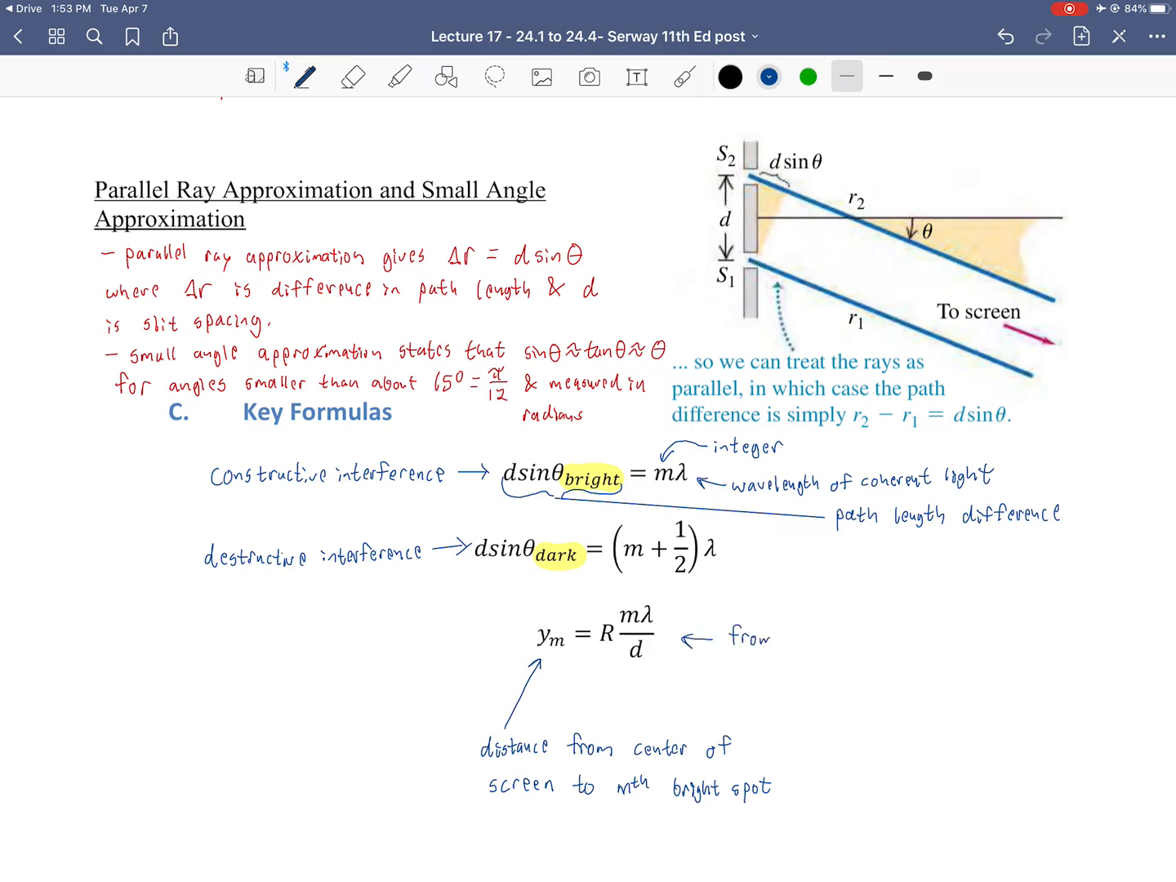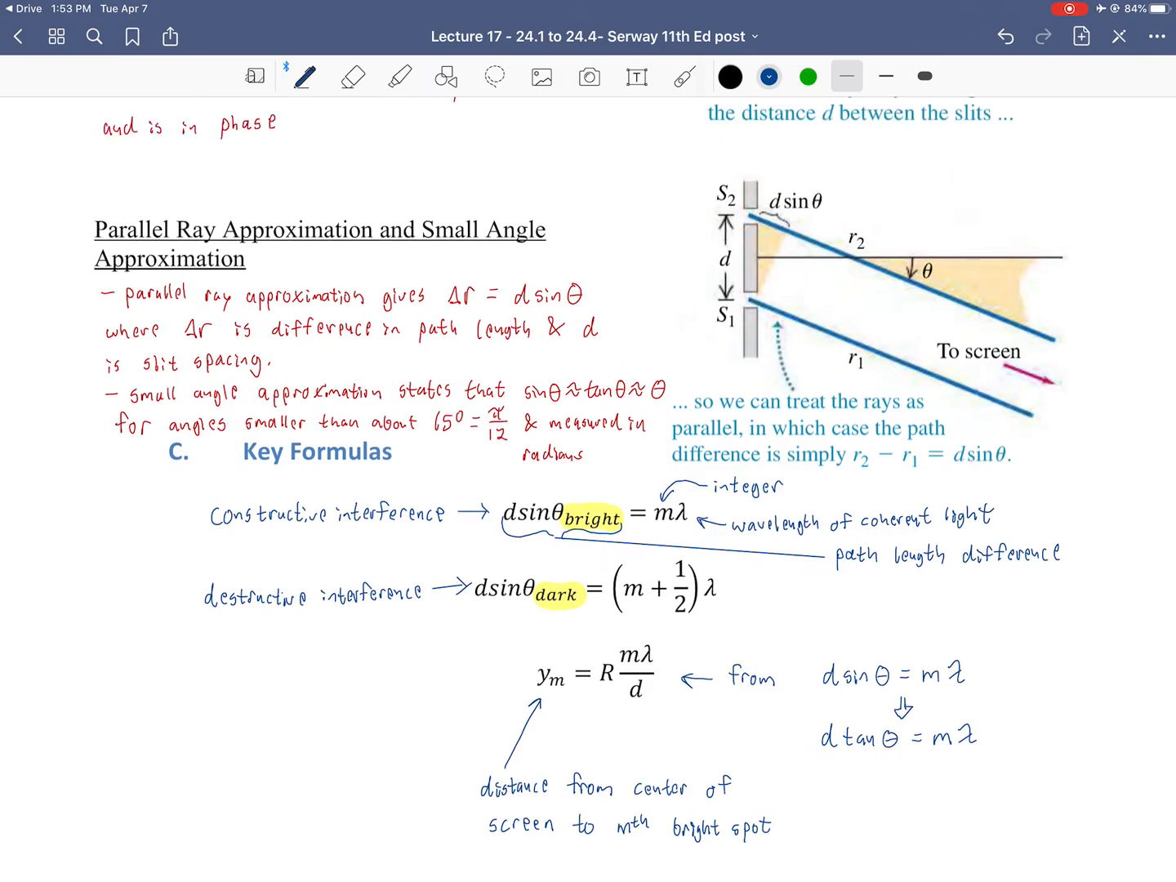So this formula right here comes from the fact that d sine theta is equal to m lambda, and d sine theta is also approximately equal to d tangent theta. So we can rewrite it as d tangent theta, because the small angle approximation says that tangent theta and sine theta give us approximately the same value. That would also be equal to m lambda.